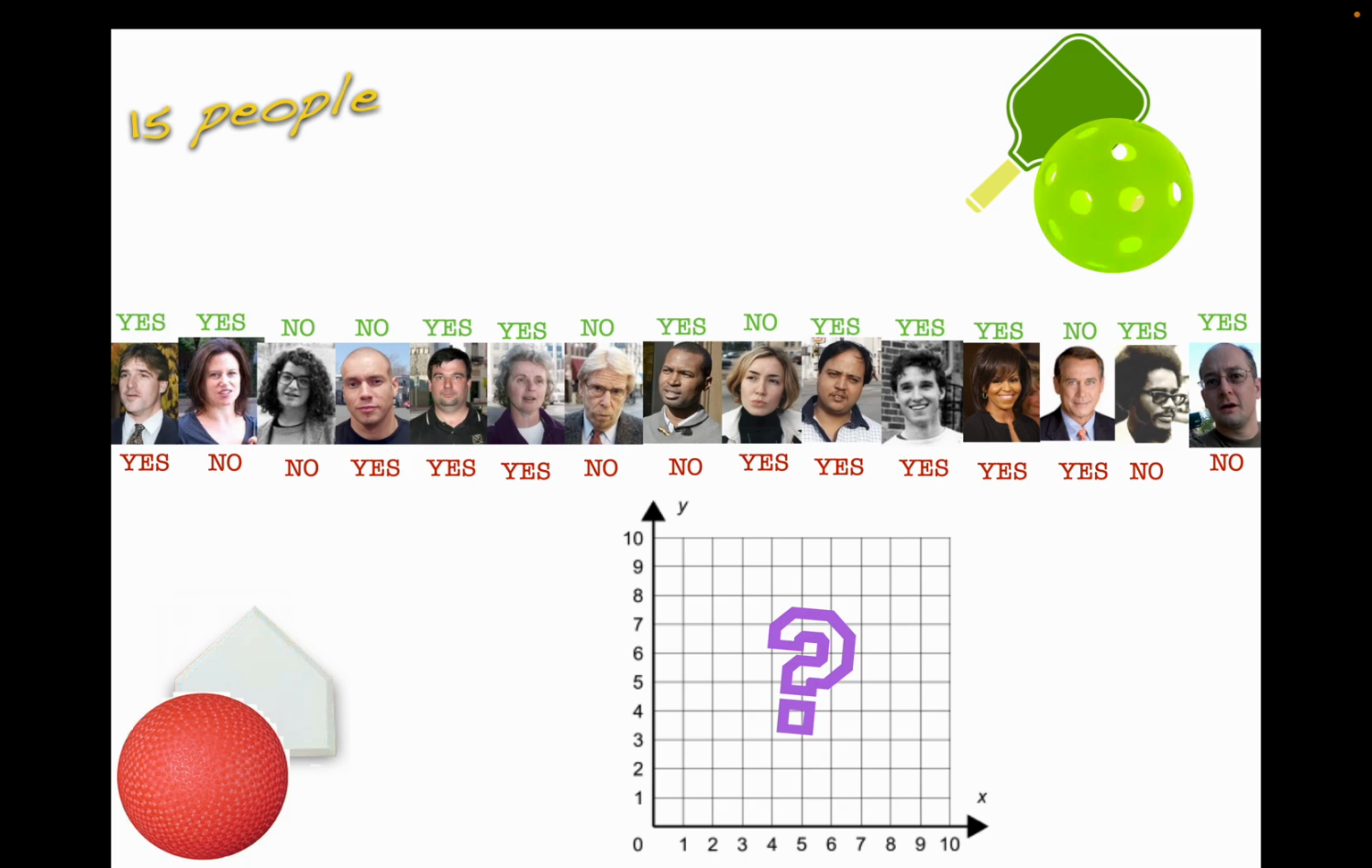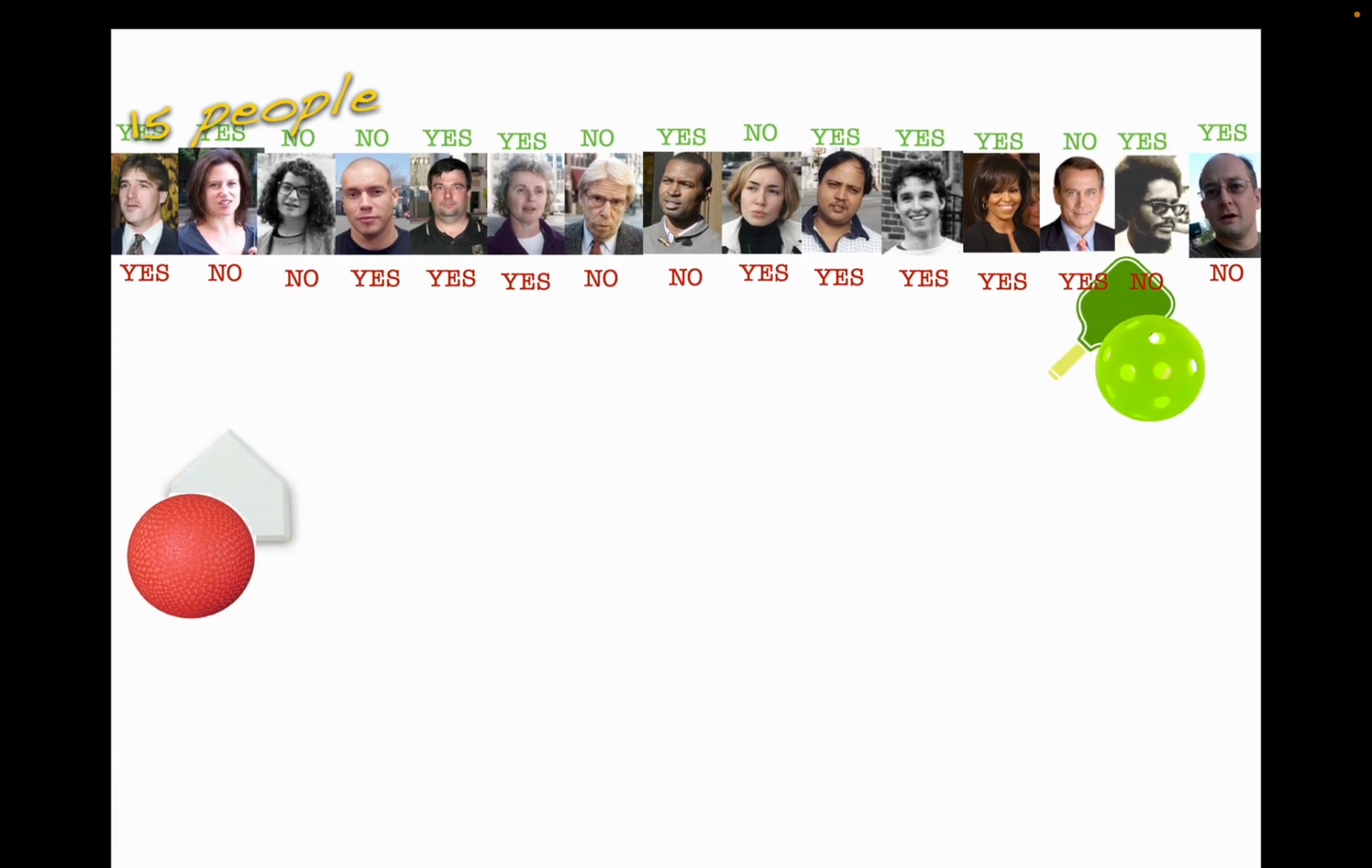How would I graph yes, yes versus how would I graph yes, no? Which axis would be the pickleball axis and which axis would be the kickball axis? This data is not numerical, so how could I even put it on a coordinate plane? I can't. And so I'm going to take this data and I'm going to organize it in a different way.